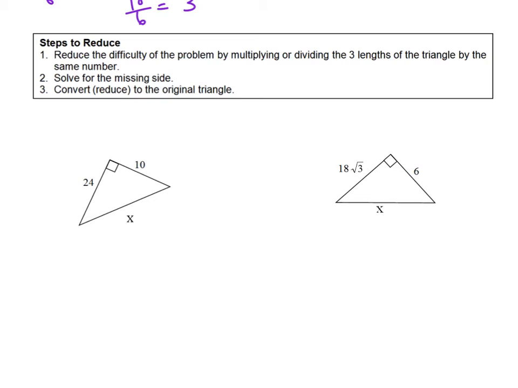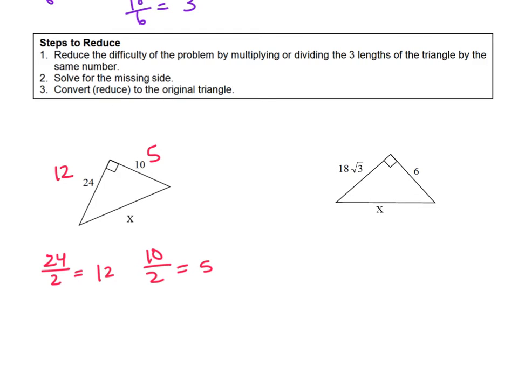So 24 and 10, can we divide those by the same number? And you might say, yeah, well, they both can be divided by 2. I think that's the biggest factor of both. So 24 divided by 2 is 12. So I'm going to go ahead and put a 12 over there. 10 divided by 2 is 5.